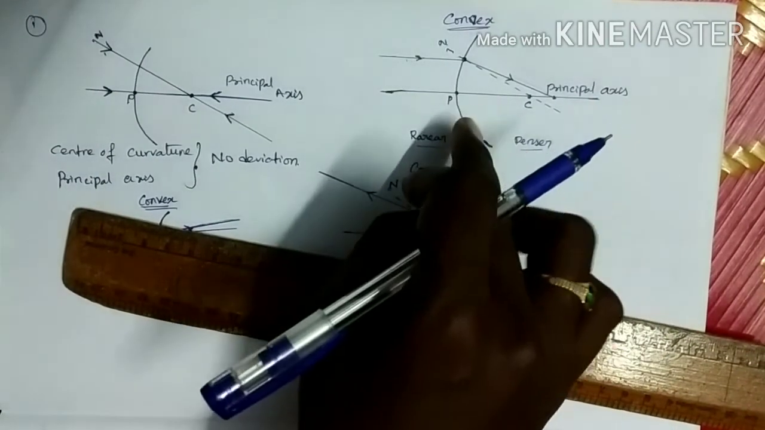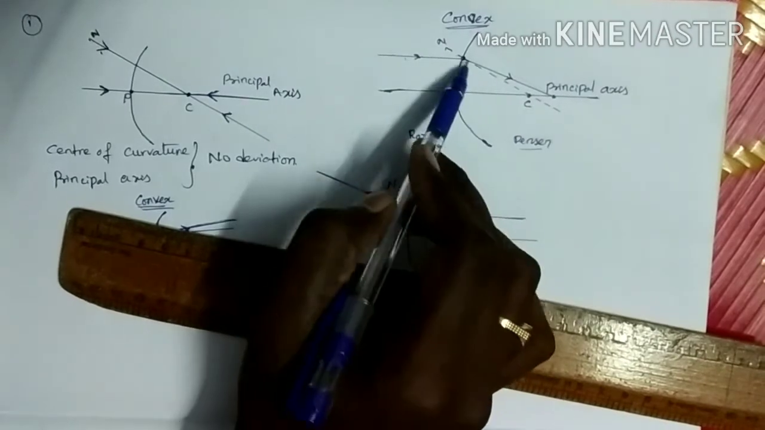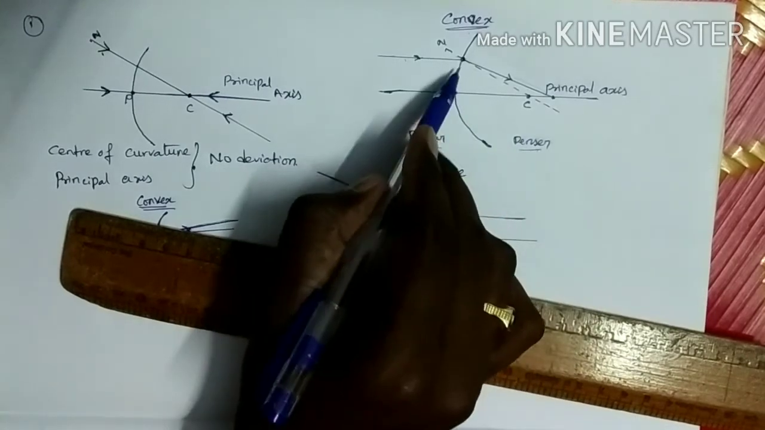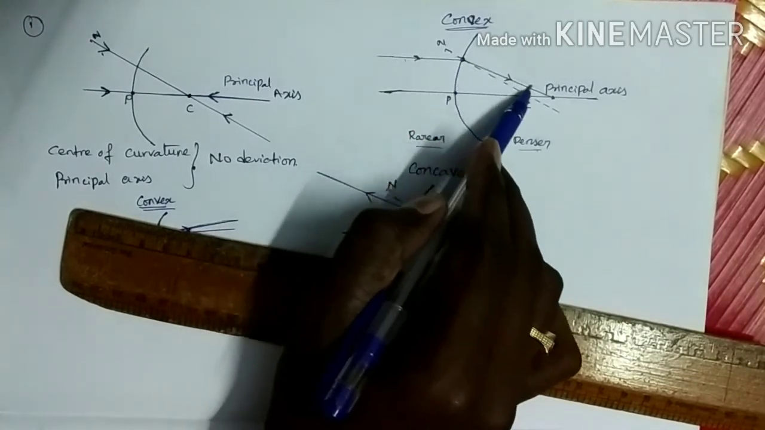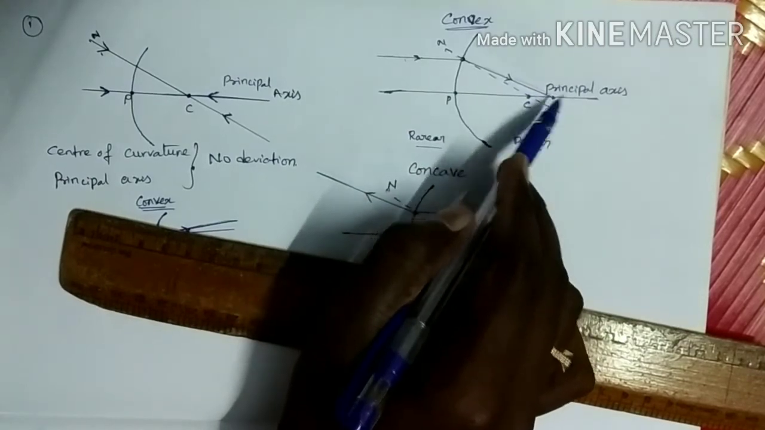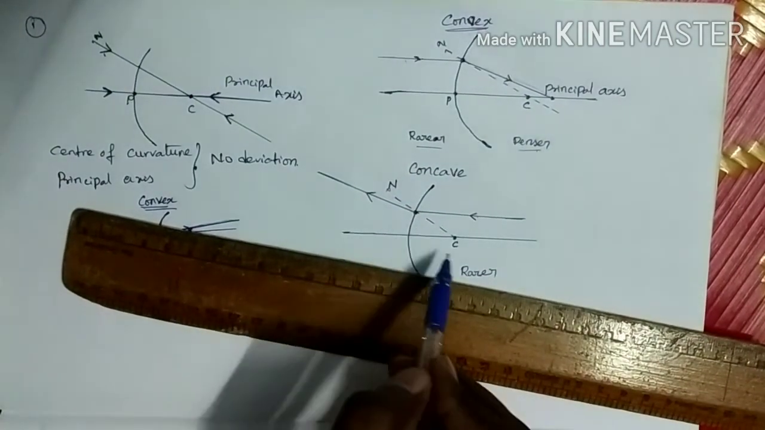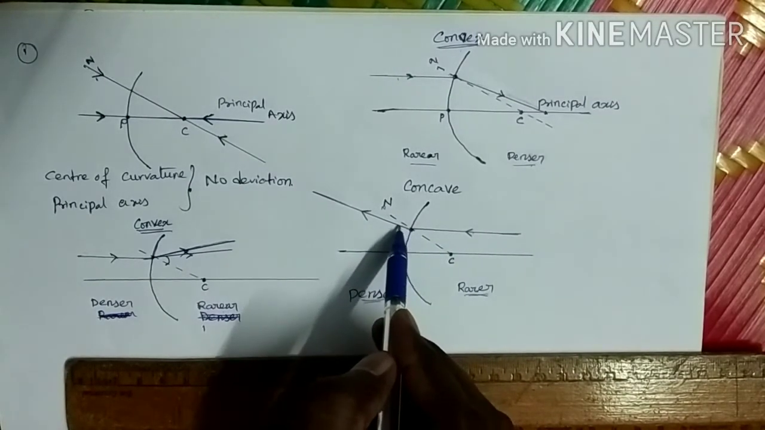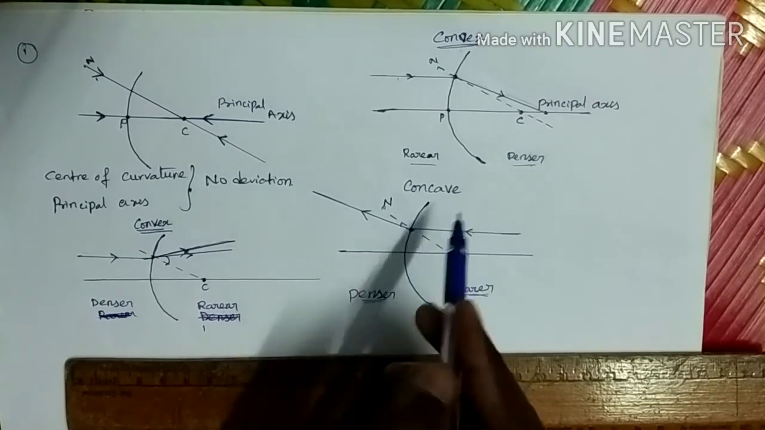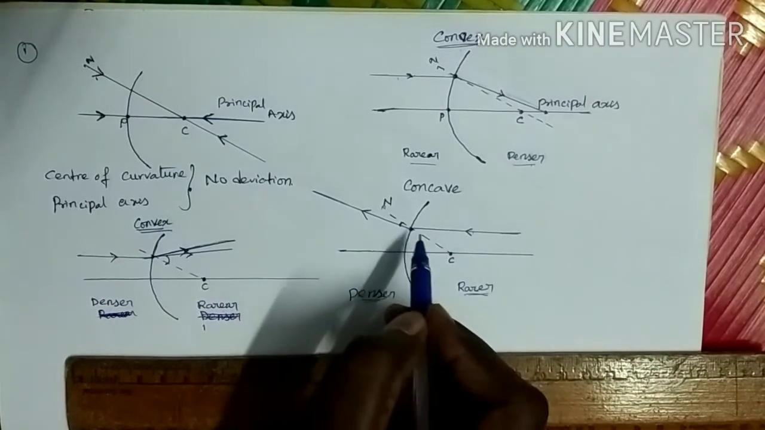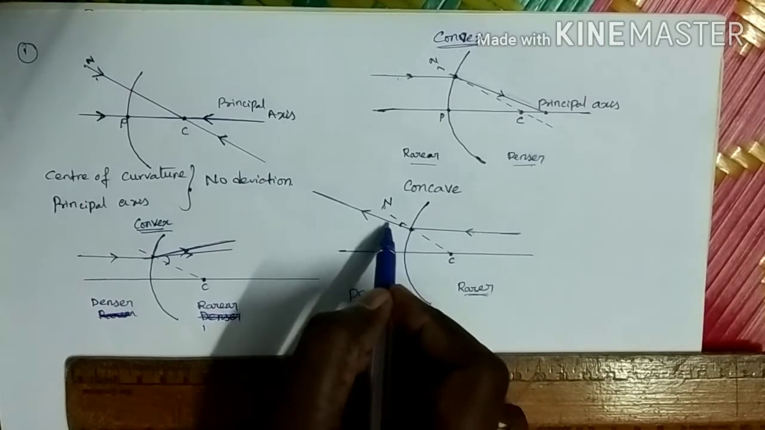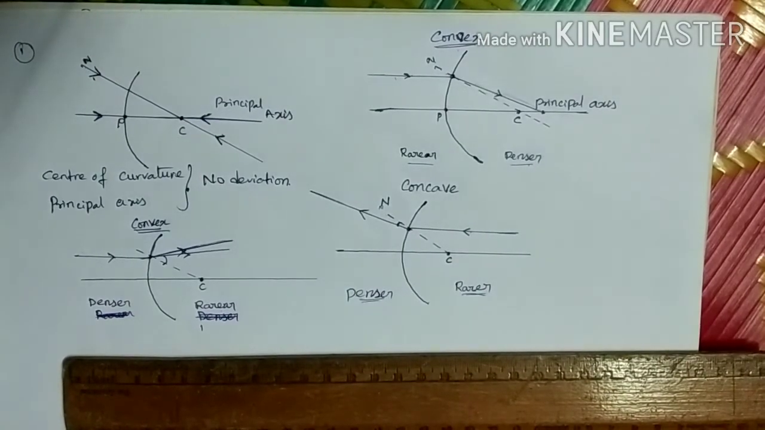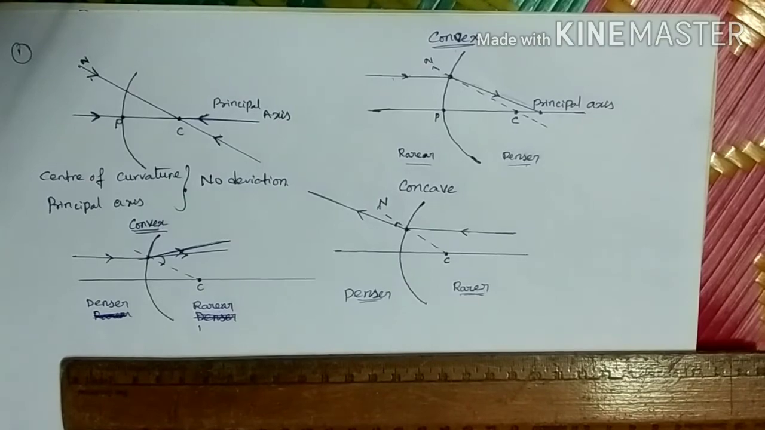Here in the convex curved surface, what happened? Here also we are sending the light from rarer medium to the denser medium. The refracted ray is closest to the normal and the refracted ray touches the principal axis at one point. And here also we are sending the light from rarer medium to the denser medium. The refracted ray is closest to the normal, but the refracted ray does not touch the principal axis. That you have to remember here.